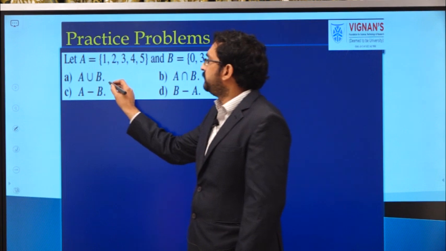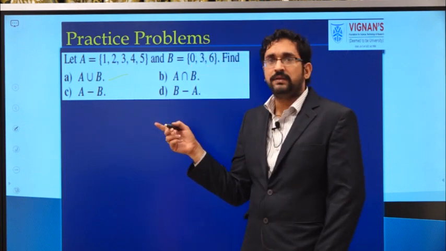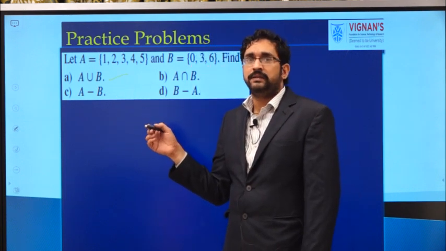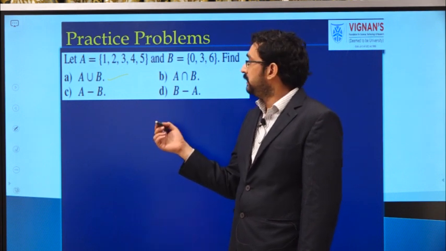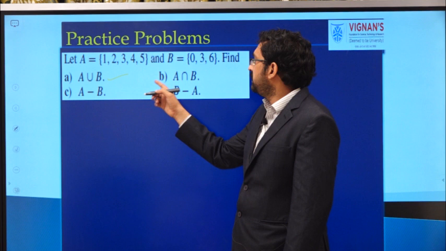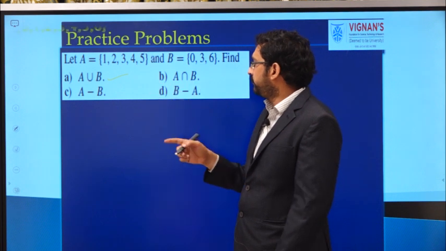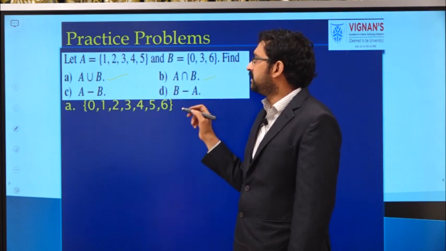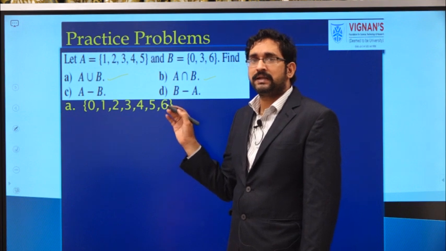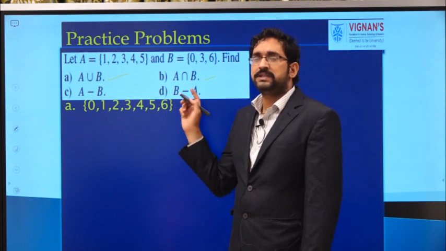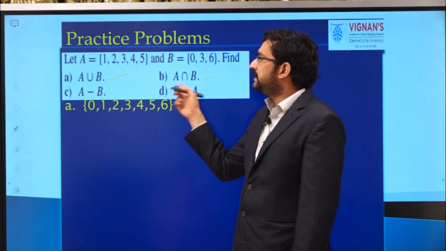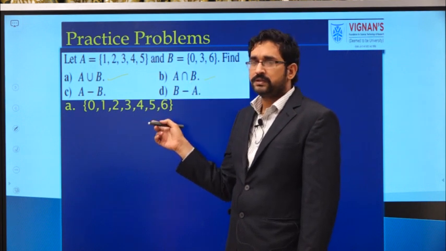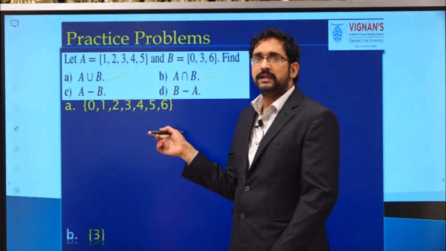First we will discuss A union B. So what is A union B? The set of elements which are in at least either A or B. So A union B contains 0, 1, 2, 3, 4, 5, 6. Second, A intersection B means the set contains only the elements which are common to both A and B. If you observe, only 3 is common to both A and B. So A intersection B contains the singleton 3.